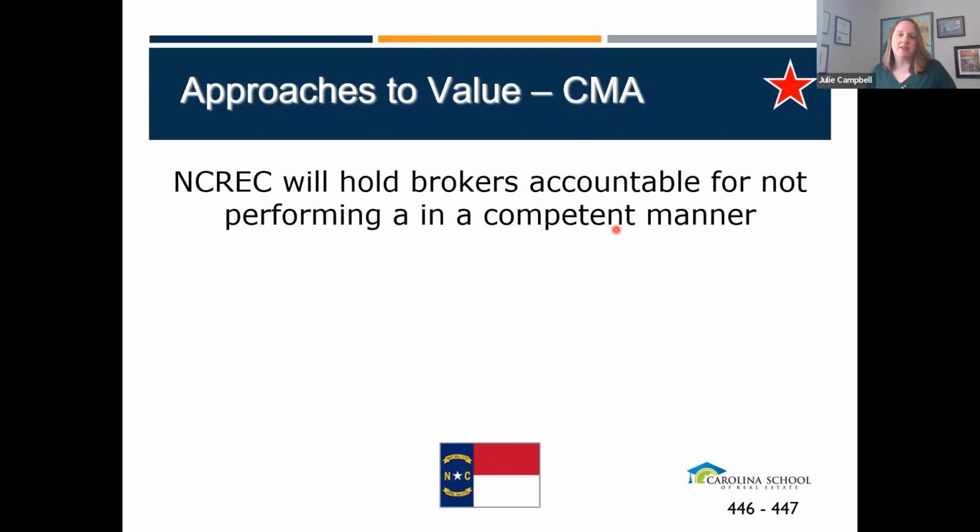The Real Estate Commission weighs in on CMAs. We're accountable for performing them in a competent manner. Failure to do so in a competent manner will result in a disciplinary action. We'll see this again in license law and commission rule. This one has talked about both. Here's the deal.